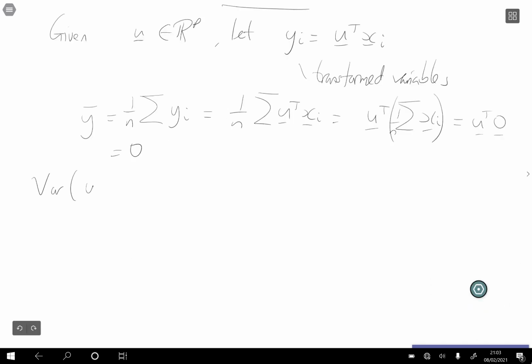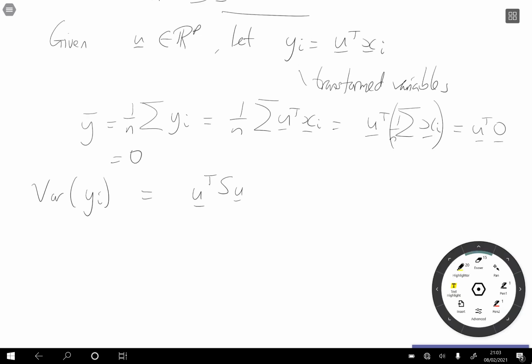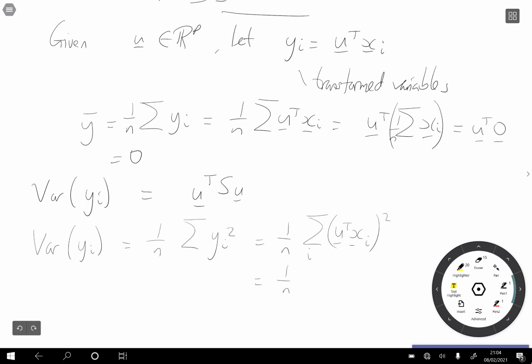The variance of our yi's is going to be u transposed S u, where S is the sample covariance matrix of the x's. So to see this, note that the variance of the yi's is 1 over n, the sum of the yi squared, and because they have sample mean 0, I don't need to subtract the mean squared. Well, this is just 1 over n, the sum over i of u transposed xi times u transposed xi. Well, let's just rewrite that. u transposed xi is the same as xi transposed u, so this is the sum over i of u transposed xi times xi transposed u.